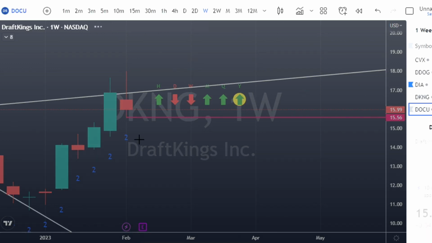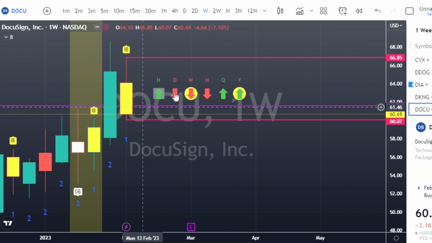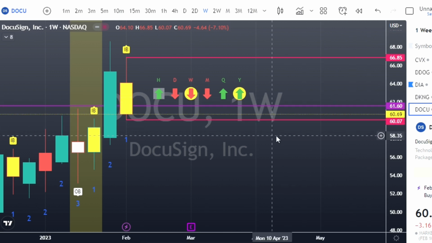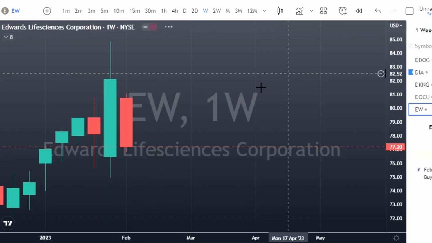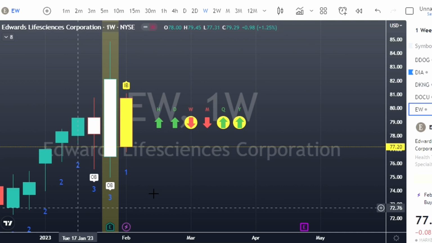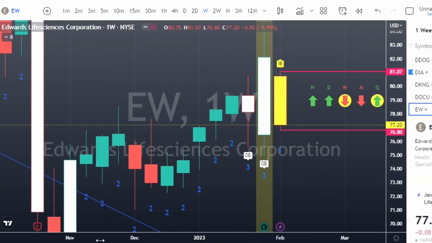DocuSign with the inside bar. Again, you guys know how these work. We'll look for calls at 66.85, puts at $60.07. EW is Edwards Life Sciences, 3-1 setup. Outside bar, inside bar. We look for calls at 81.07, puts at 76.80. This, again, also is a rare pattern.